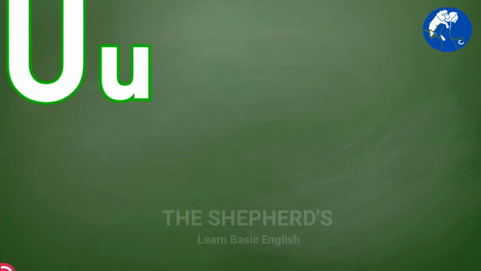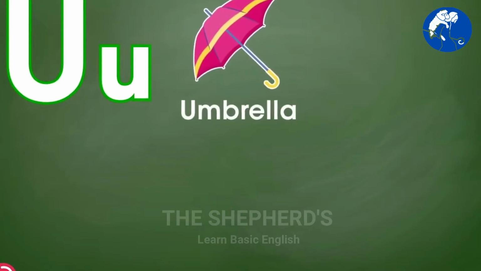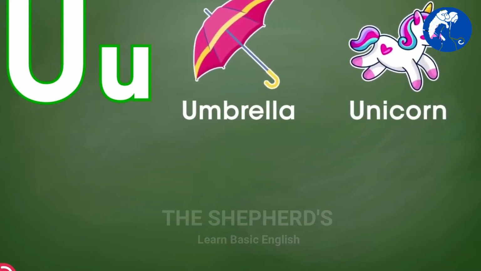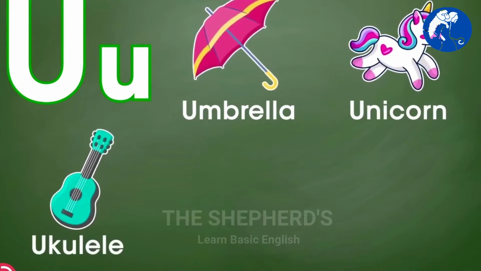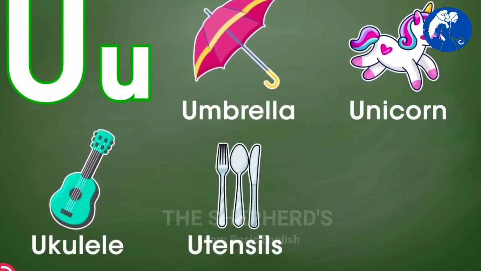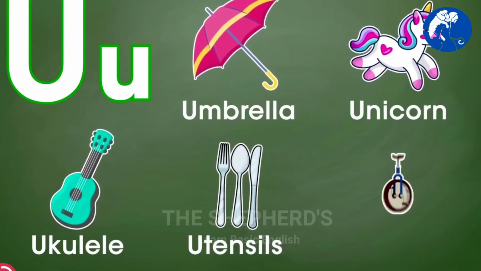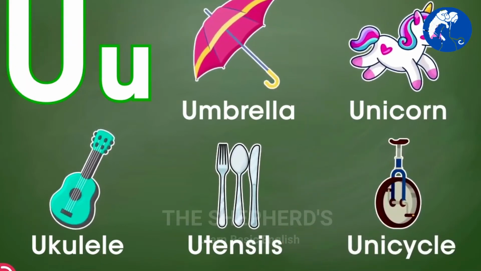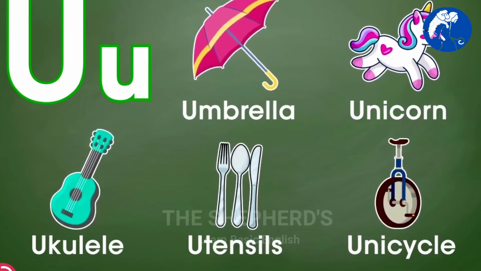U is for umbrella. Unicorn. Ukulele. Utensils. Unicycle. Okay, let's move on to the next letter.